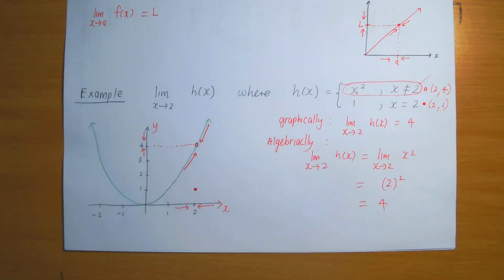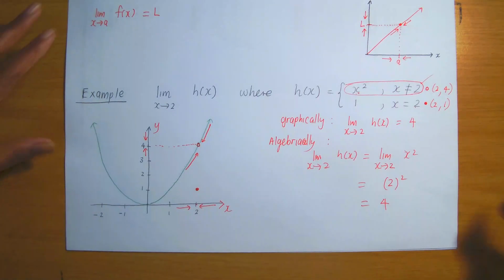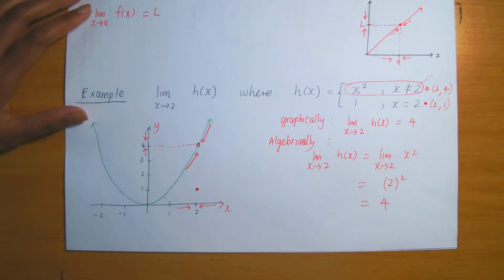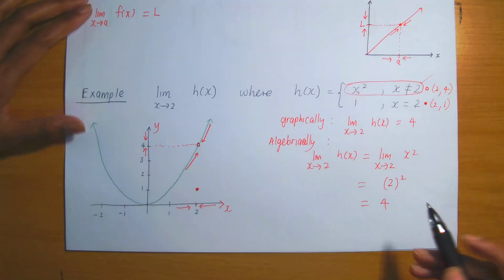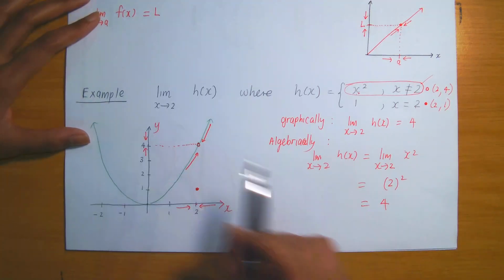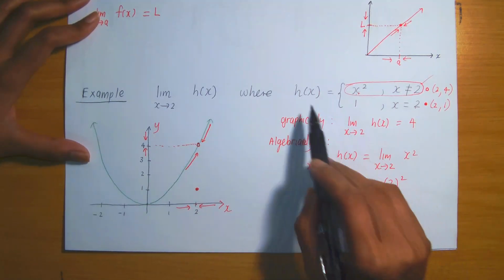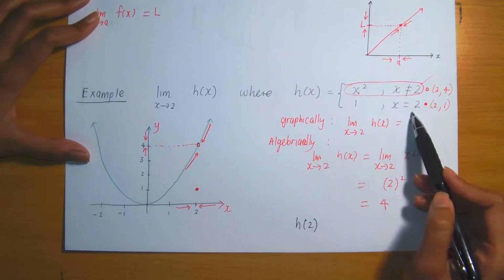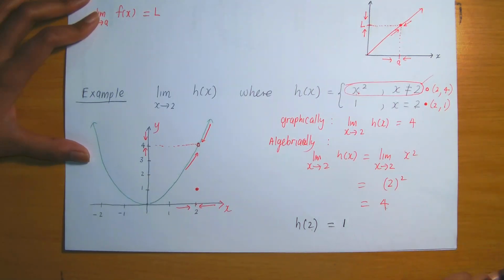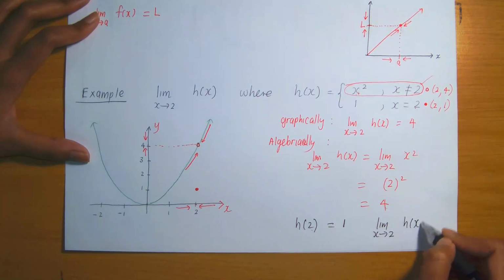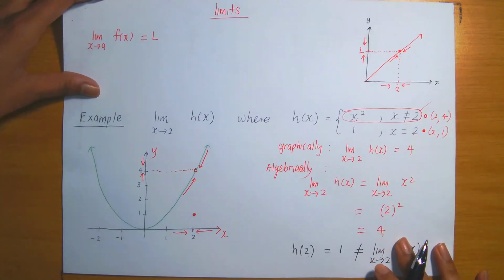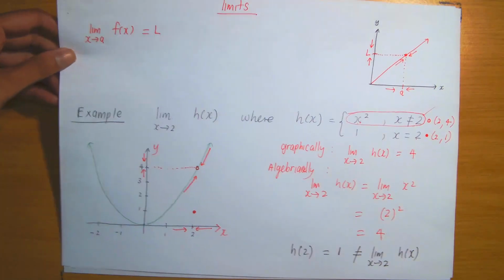Right, so this should now start to make sense to you as to what is happening. But I want you to observe something, and this is the reason why I've chosen this example in particular. Whilst the limit of h of x as x approaches 2 is 4, observe that h of 2 is not 4. What is h of 2? Where is x equals 2 defined? It's defined in the second rule, and it's been assigned a value of 1. So this is what I want to say, that the limit as x approaches 2 of h of x is not equal to h at 2. So keep that in mind. You will come across these really nice properties as you proceed to learn more about limits.